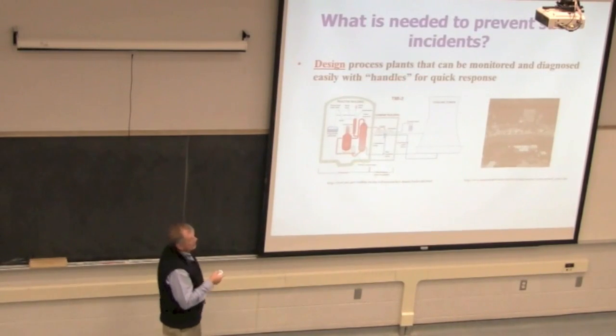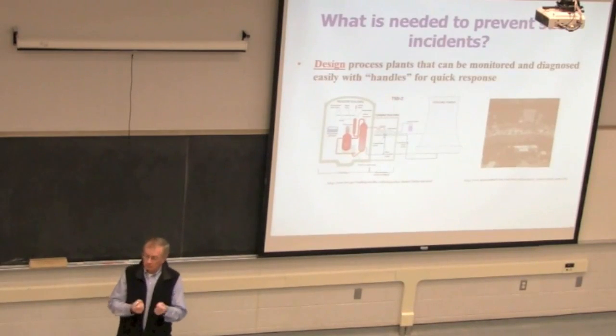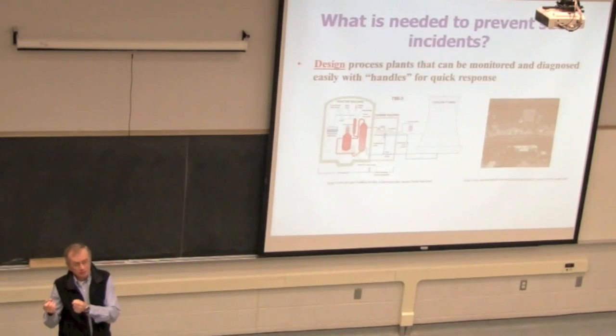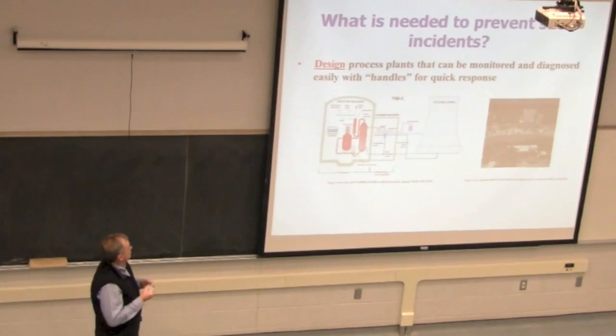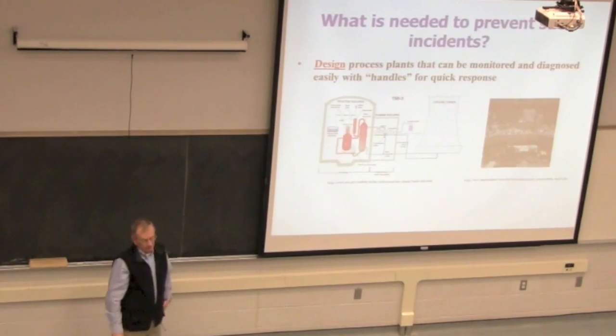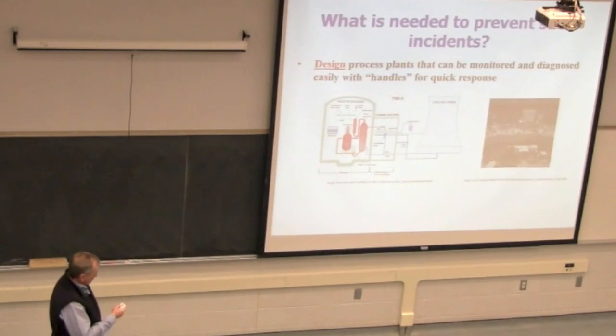We also have to have handles. We have to have some way to, if the plant starts to get into a dangerous situation or a situation where we're going to damage equipment or release hazardous material, get it back into a safe condition. So that's in the design.